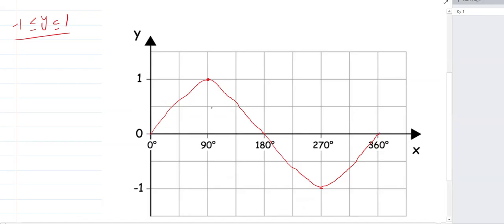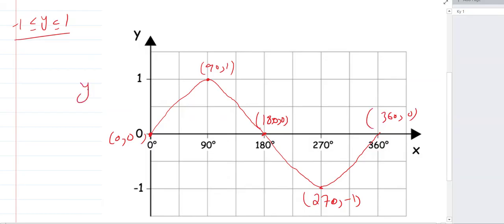Okay. Now, if you need the coordinate of this point, for example, this point will be 0, 0. This point will be 90, 1. This point will be now 180, 0. This point will be 270, -1, and this point will be 360, 0. This is for y is equal to sine x. So wherever you have to sketch for sine, the sketch will be like this.